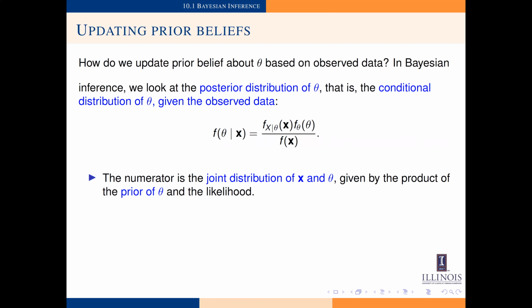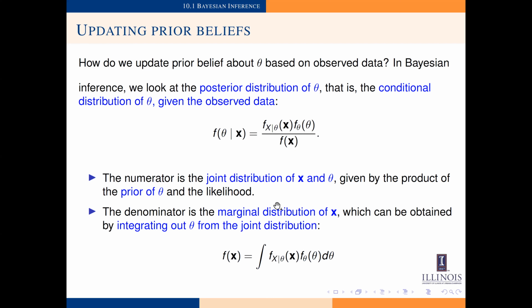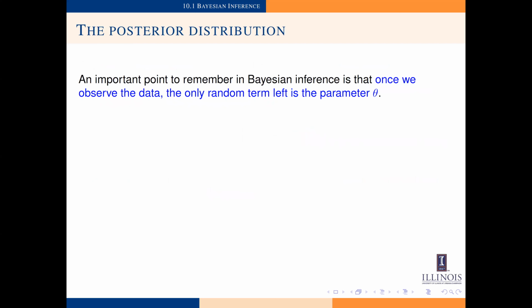The numerator is what we had on the last page, which is the joint distribution of x and theta, and that's the product of the prior and the likelihood. The denominator is the marginal distribution of x, and in general, we can obtain it by integrating out theta from the joint distribution as follows. An important point to remember in Bayesian inference is that once we observe the data, the only random term left is the parameter theta.